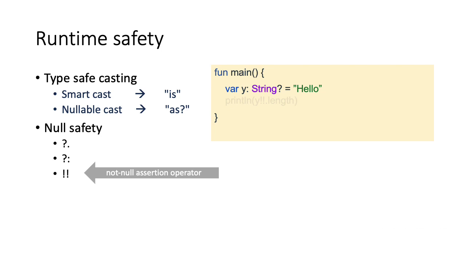Let's look at the assertion operator. We can use the same example. y is a nullable String. We use the exclamation, not null assertion operator, as it is called, to access methods or properties of y, which is a nullable variable. And we do not get a compilation error. This is dangerous and should be avoided at all times. That is, not using the assertion operator.